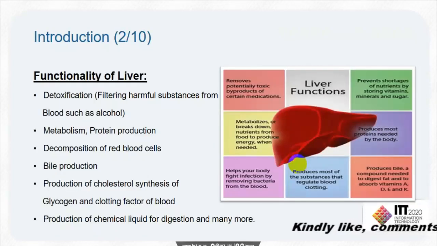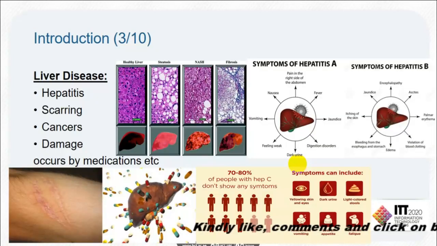Functionality of the liver. There are different types of functionality done by the liver. These are detoxification, meaning filtering harmful substances from blood such as alcohol, metabolism, protein production, decomposition of red blood cells, bile production, production of cholesterol, synthesis of glycogen and clotting factors of blood, production of chemical liquid for digestion, and many more other functionalities of the liver.